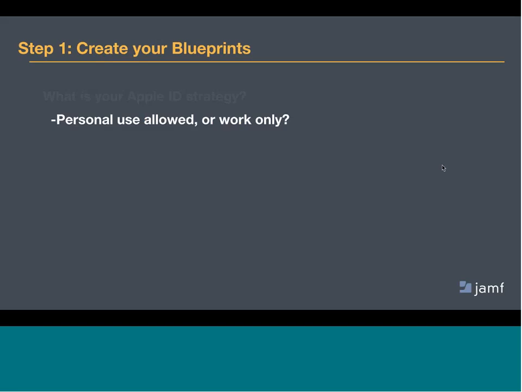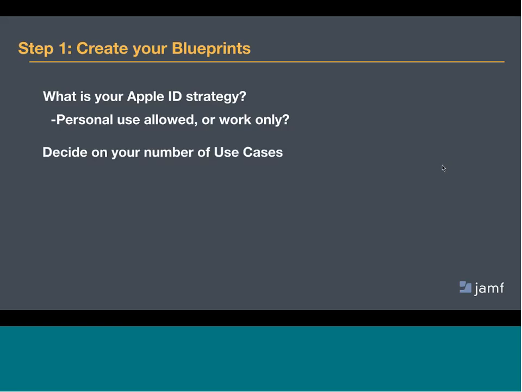Cool. Now, step one. When creating your blueprints, there are a few questions that you want to ask yourself. And this is the first one that we talked about a little bit earlier: what is your Apple ID strategy, right? This will help us determine what sort of restrictions we might want on our devices. Ultimately, you want to ask yourself, am I going to allow some sort of personal use, or do I want this to be a strictly work-only device? This will help us determine which of those restrictions we want on or off.